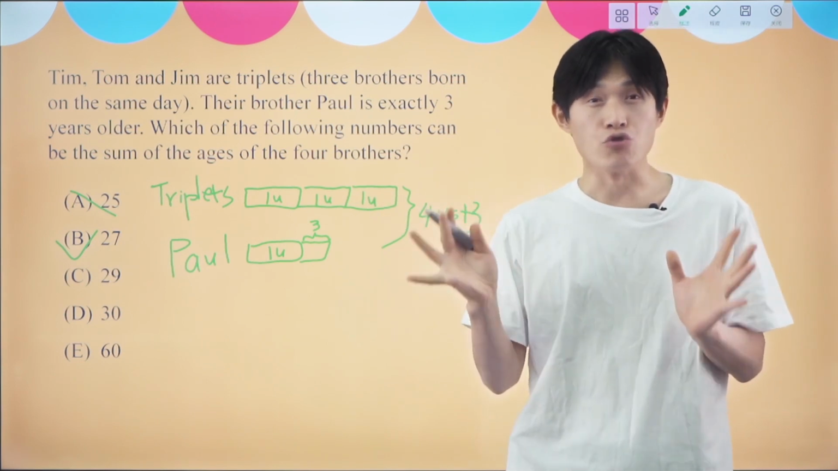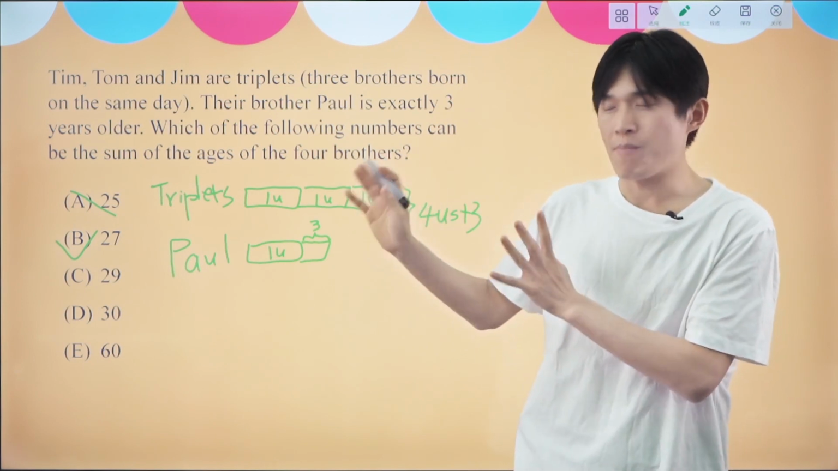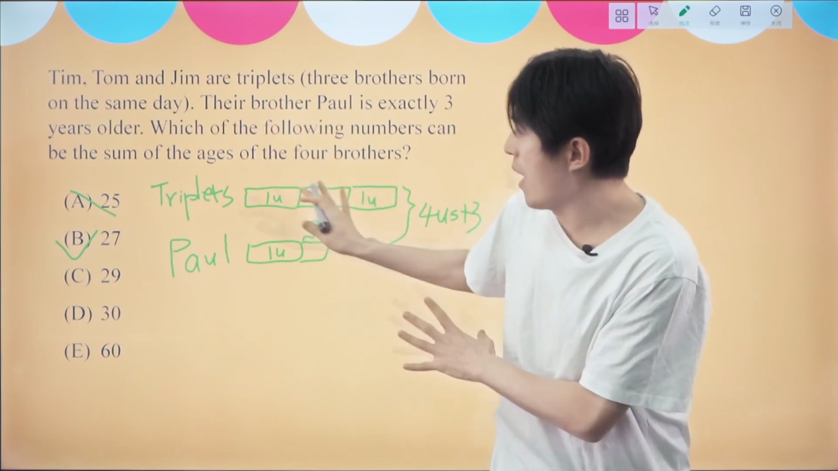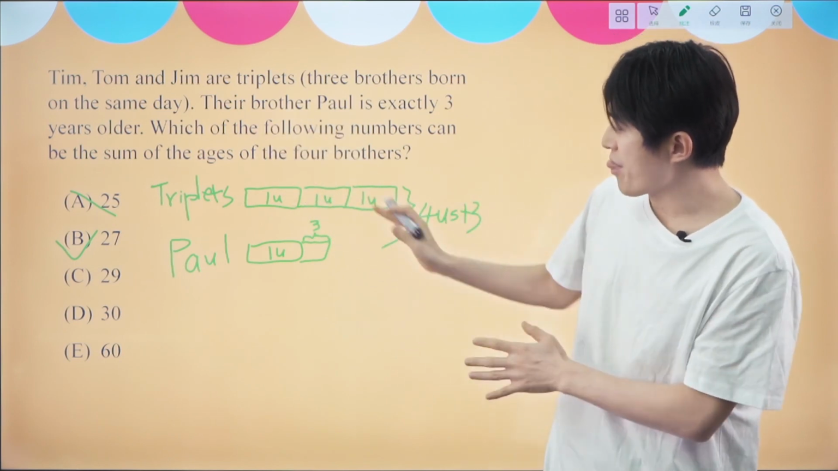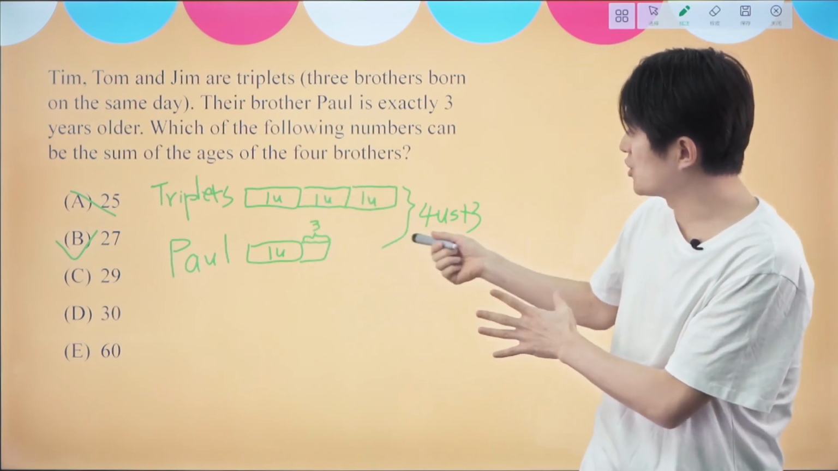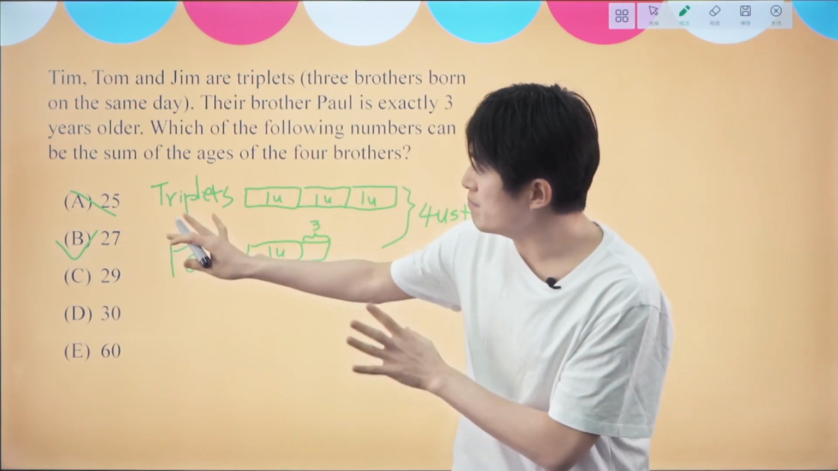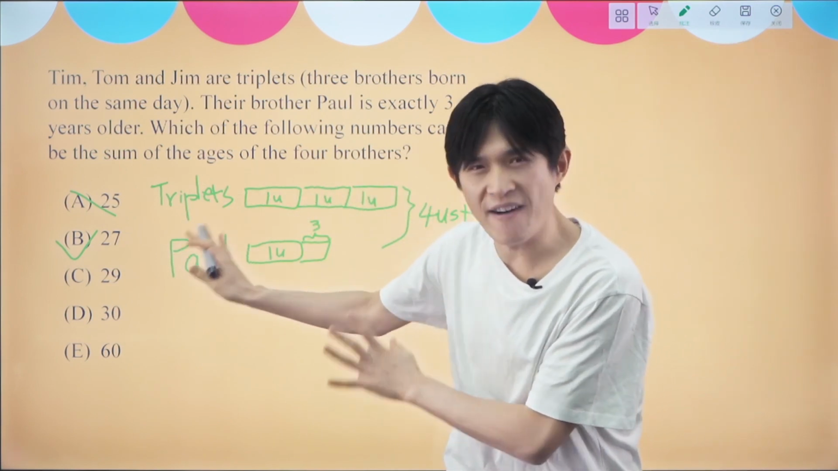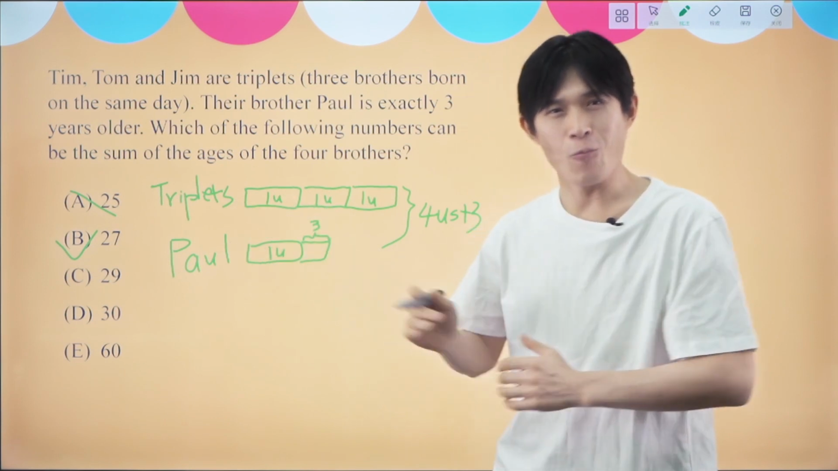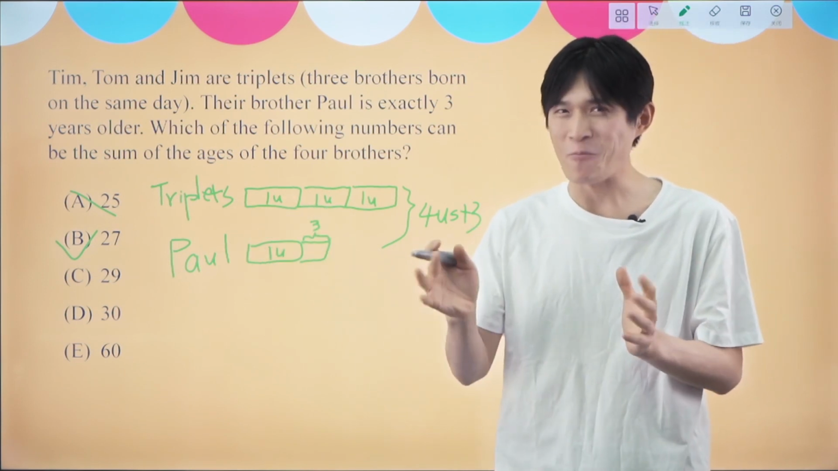So we can draw a model and use one unit to represent each one of the triplets' age. And then we have this addition, get the sum, and know that the number minus 3 must be divisible by 4, and we get the answer. Well done if you did the same way.